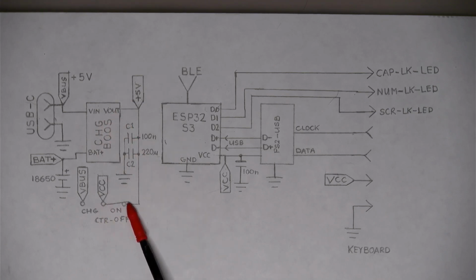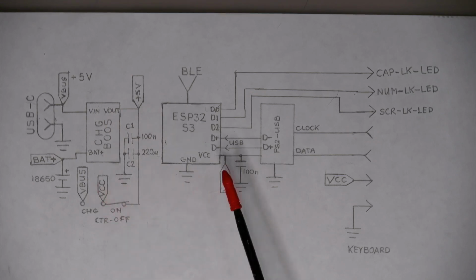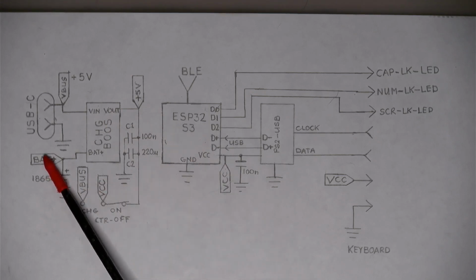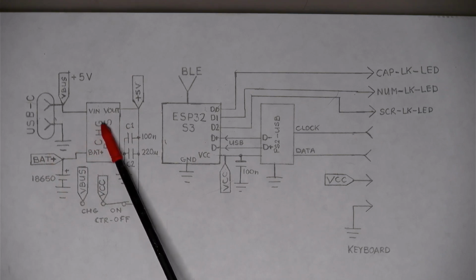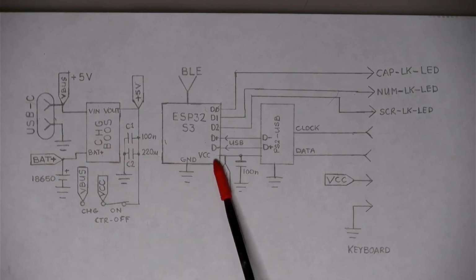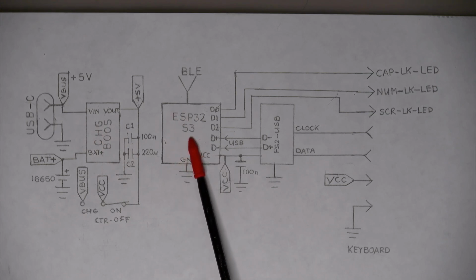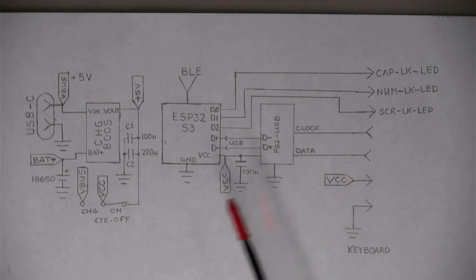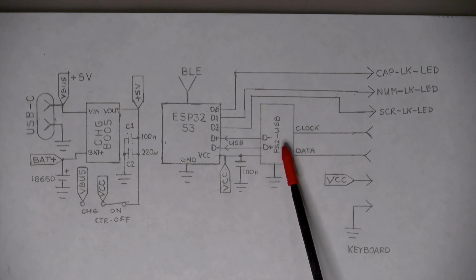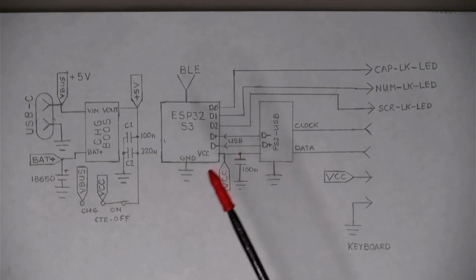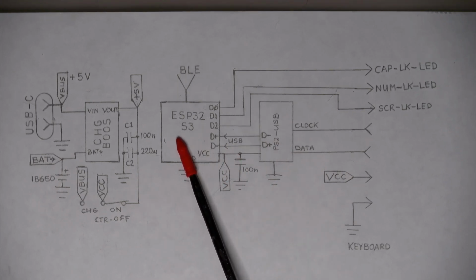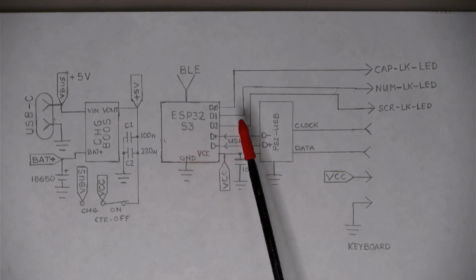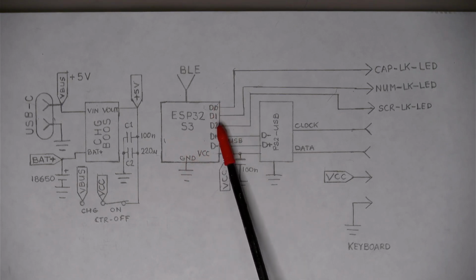If it is on the on position, the V out is presented as VCC, so now the actual battery voltage is being boosted to 5 volts, and it is presented to the ESP32 board as well as the converter as well as the keyboard. So in that case, the lithium ion cell is running everything.